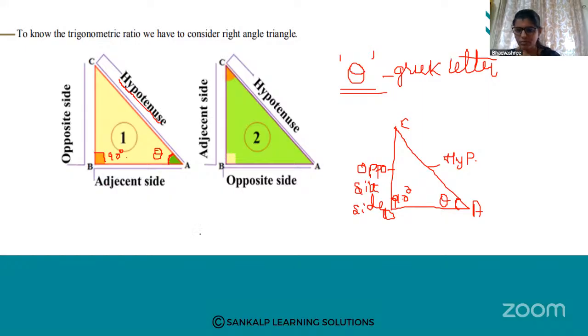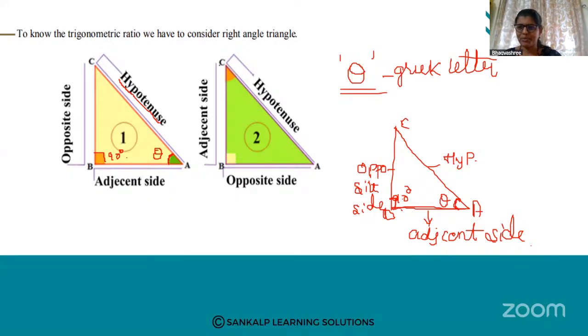Next, between 90 degree and theta. Now consider, where is 90 degree? 90 degree is here, theta is here. So the line between 90 degree and theta, we call it the adjacent side. What do we call it? Adjacent side. Remember, 90 degree and theta, this is the adjacent side.